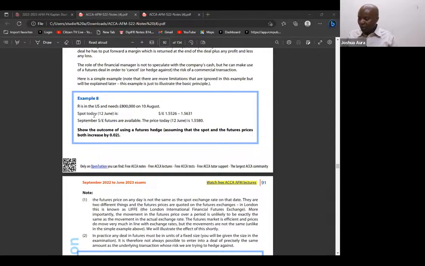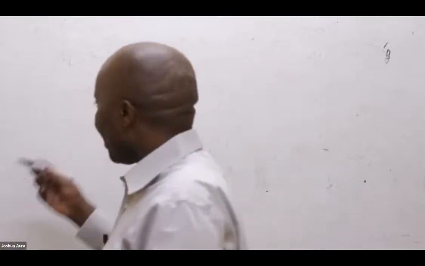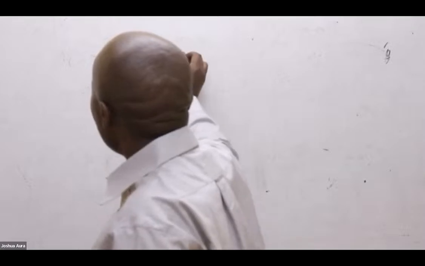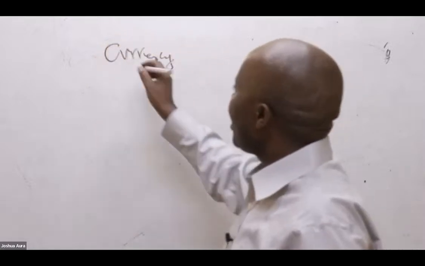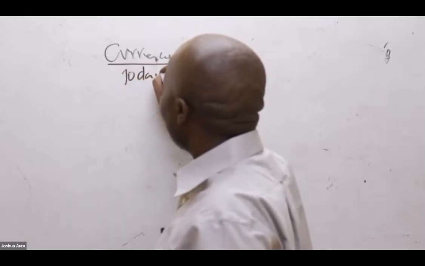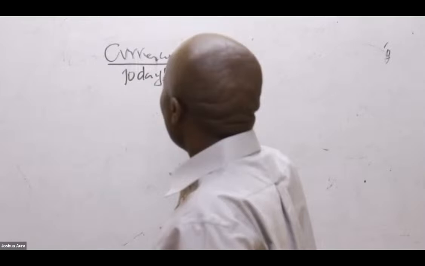So then what we need to do, ladies and gentlemen, straight away, I've got two things to handle here. I have the currency, and then I have the future, that paper contract. So two things, and we shall handle them separately. So we have the currency. This currency, I have today's spot rate.